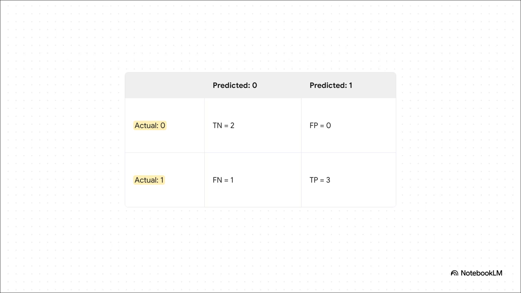Think of it like the model's detailed report card. It breaks down every single prediction into 4 simple categories. True positives and true negatives are the ones we got right. Awesome. False positives and false negatives, well, that's where we went wrong.